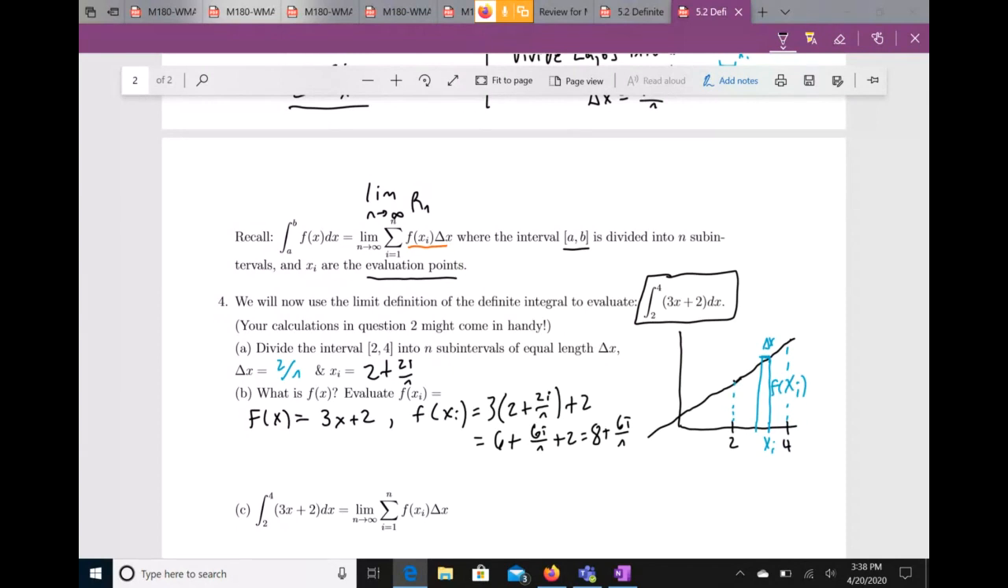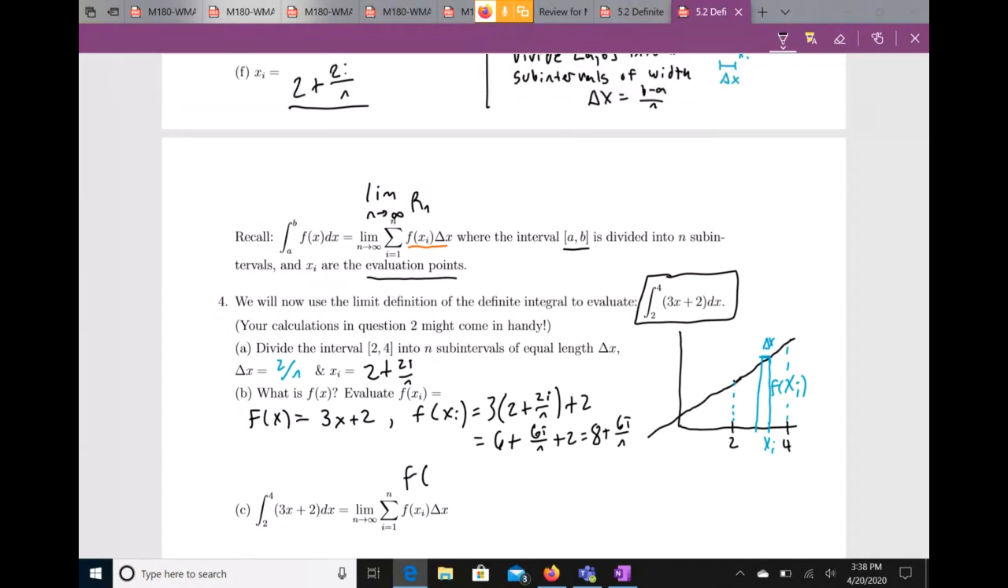Now let's go to the last step and see what the summand is: f of x sub i times delta x. This is going to be the summand of our sigma. So we plug in for f of x sub i, we have 8 plus 6i over n. That's what we just found. Delta x is 2 over n. We can just distribute the 2 over n. So 8 times 2 over n is 16 over n. 6i over n times 2 over n is 12i over n squared.